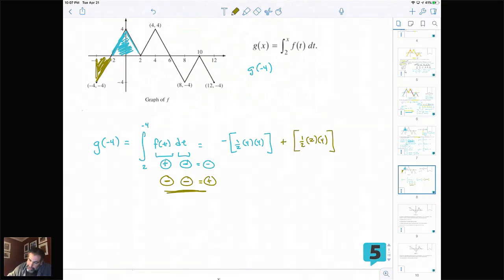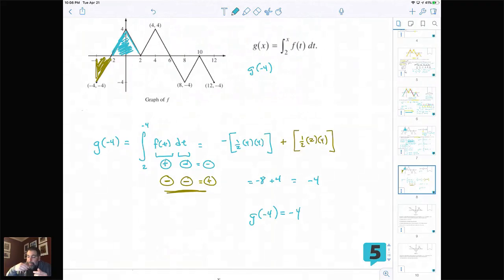So from here, I can just finish this answer and find out that this whole thing is going to equal 1/2 of 16 is 8, and that's negative, plus 1/2 of 8, which is 4. That's positive. So this entire answer would be negative 4. And that's how I got g of negative 4 equal to negative 4 on the last problem. It can be really confusing because of the signs, but we're going to talk about this again on Thursday night.